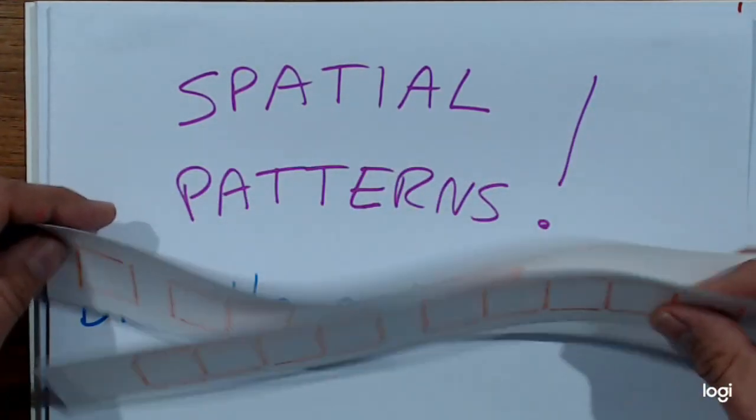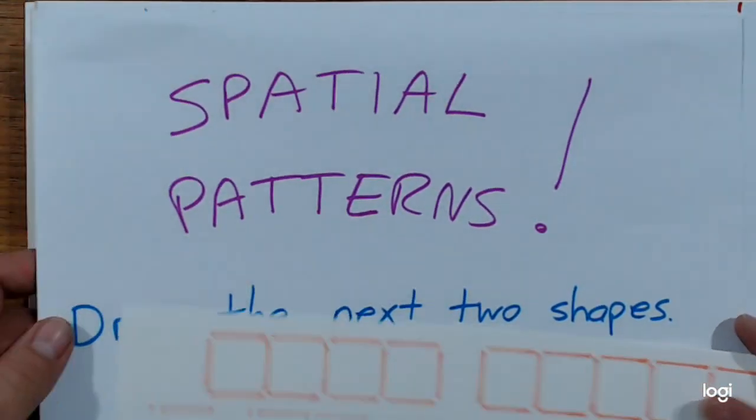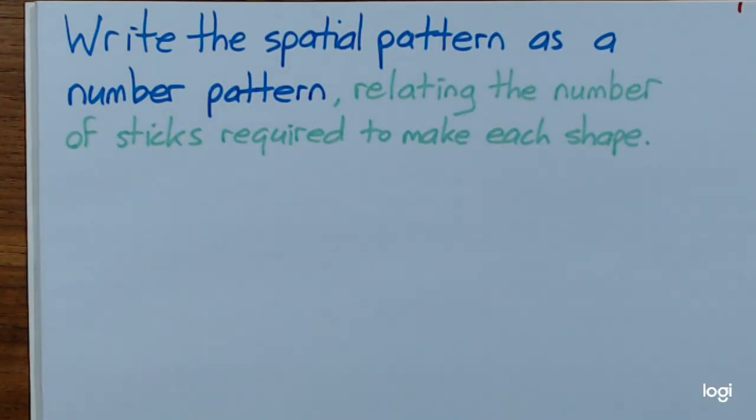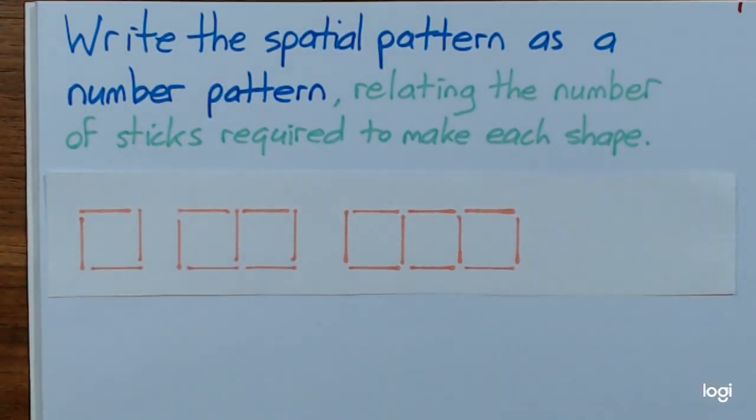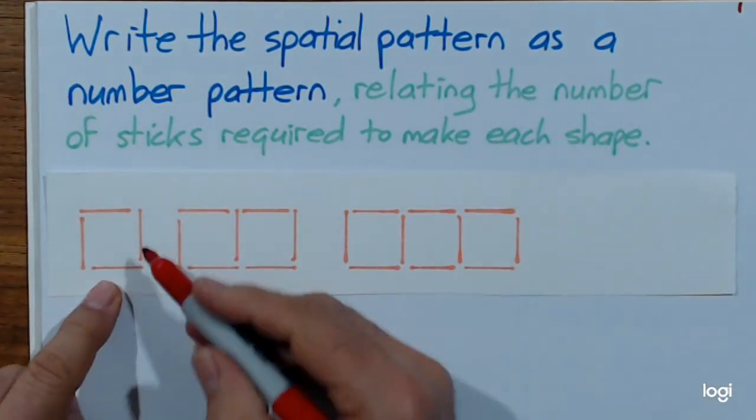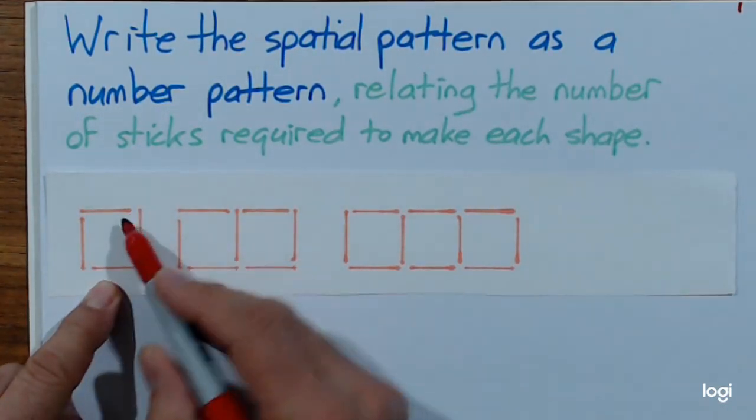What comes up next is a little bit more complex. Write the spatial pattern as a number pattern. And sometimes they add this green bit as well, relating the number of sticks required to make each shape. Now what the hell does that mean? What it means is basically count the parts that are necessary to make that shape and list it as a bunch of numbers. First shape, that takes 4 sticks, if we're going to call them sticks.